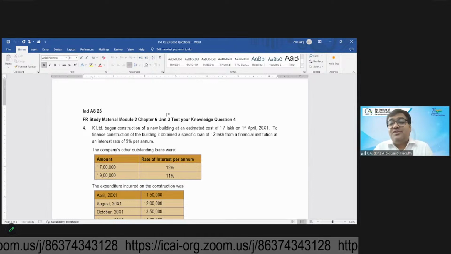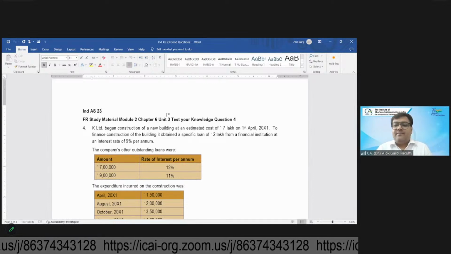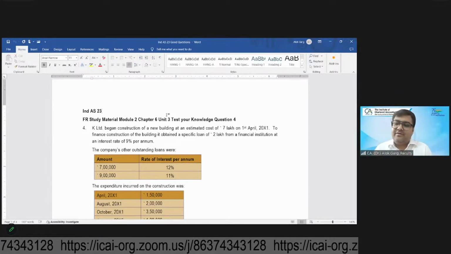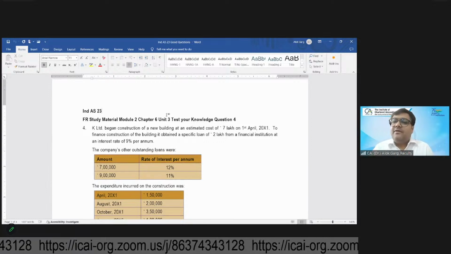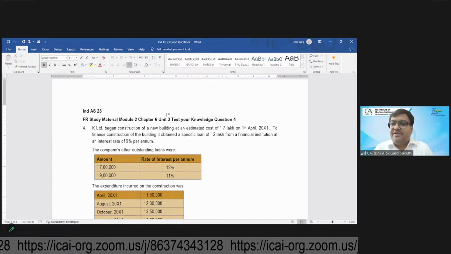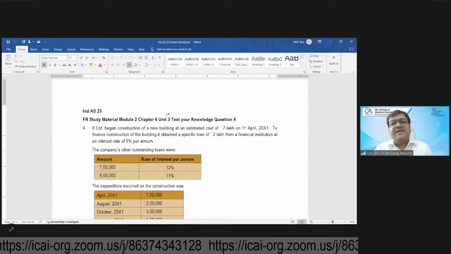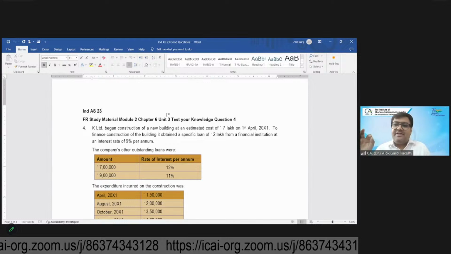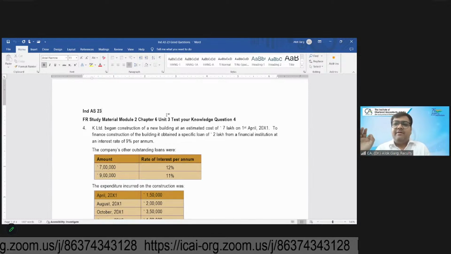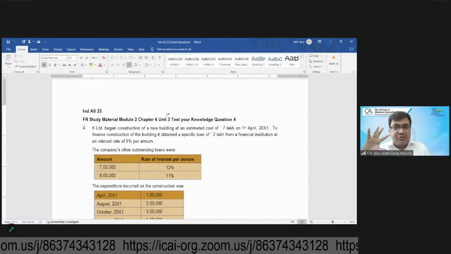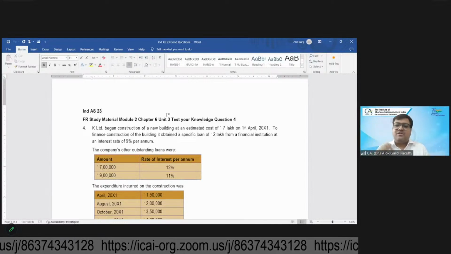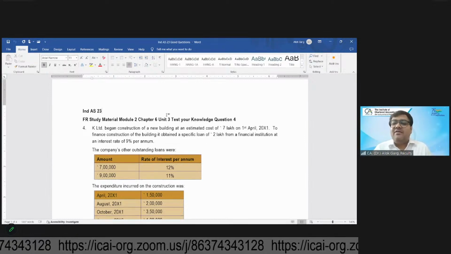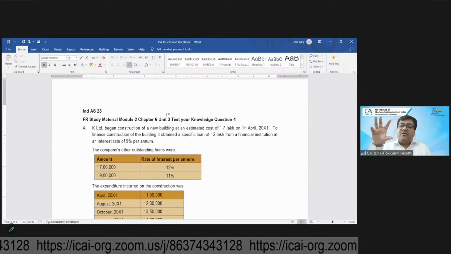If it is a case of general borrowing, you have to compute the weighted average rate of the borrowing. For example, the company has taken a loan of 100 crores at 10%, 100 crore at 11%, 100 crore at 12%. So what is my interest cost? On 100 crore, 10% is 10 crore, 11% is 11 crore, 12% is 12 crore. So what is the total interest? Total interest is 10 plus 11 plus 12. How much is it coming? 11 plus 10, 21, 21 plus 12, 33. 33 crore is the total interest cost.